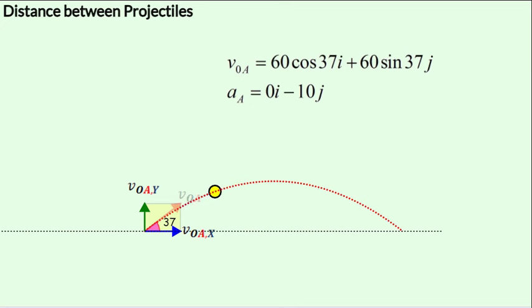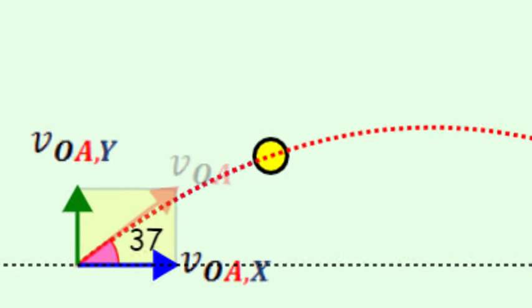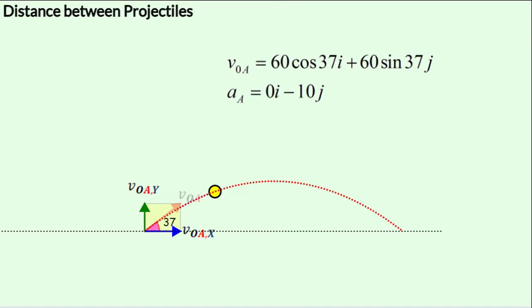Let's look at projectile A first and express its velocity and acceleration in vector terms. The initial velocity would be 60 cos 37 i plus 60 sin 37 j after resolving the initial velocity vector. The acceleration acting on the projectile would be only the acceleration due to gravity, which can be expressed as minus 10j. There will not be any acceleration along the x direction or the i direction. Now let's obtain the initial velocity and acceleration for projectile B.